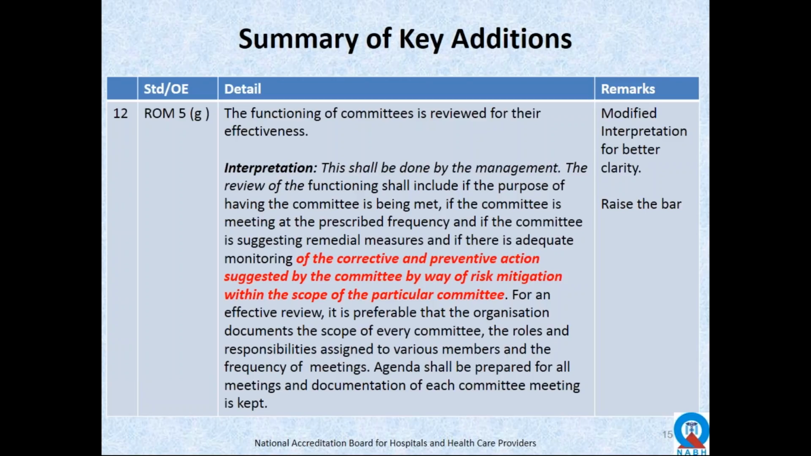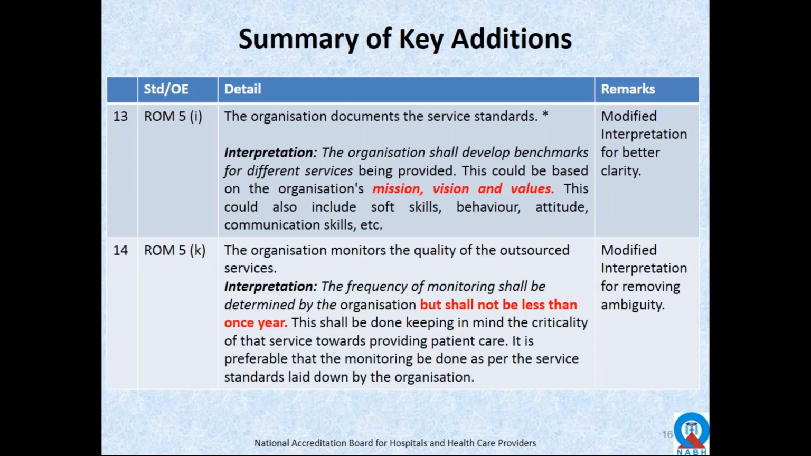ROM5I: the organization documents the service standards. Again, the interpretation has been modified to bring better clarity, and it states that the service standards should be based on the organization's mission, vision, and values. For instance, if the mission statement has a wording saying that the organization does not discriminate based on caste, creed, and language, then the service standards which are developed should reflect this particular ideology.